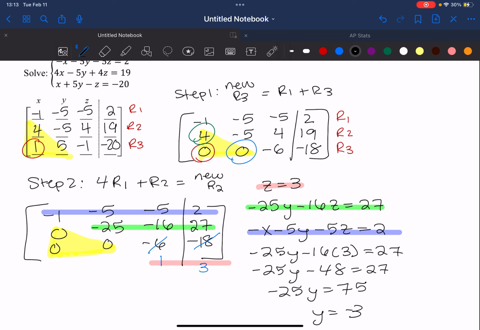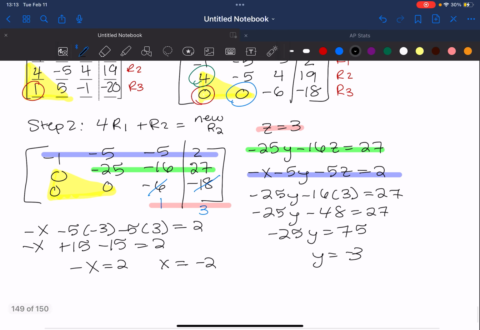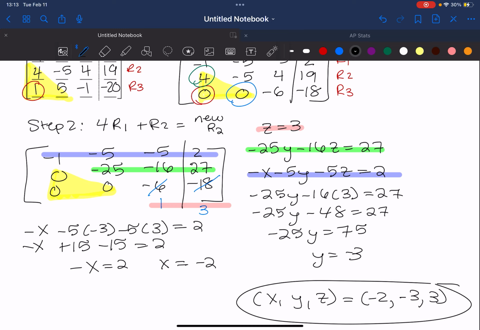Then I plug in 3 and negative 3 to find x. So negative x minus 5 times negative 3 minus 5 times positive 3 is equal to 2. Negative x plus 15 minus 15 equals 2. Negative x equals 2, so x is equal to negative 2, which gives me the answer x comma y comma z is equal to negative 2, negative 3, 3. This is my answer.